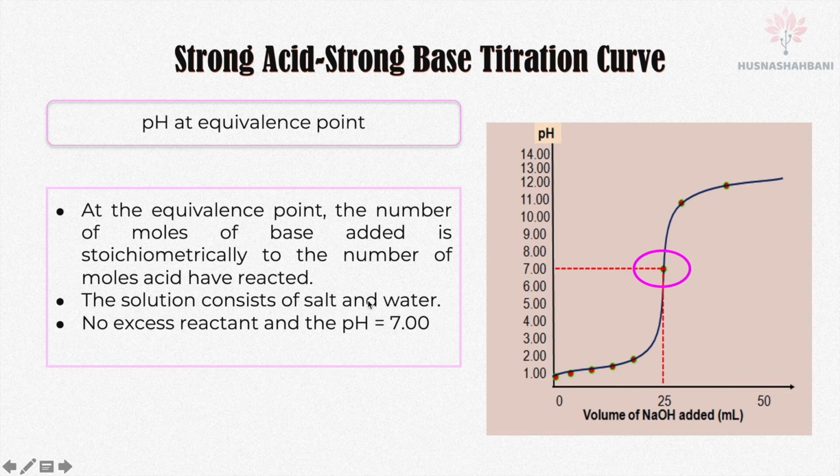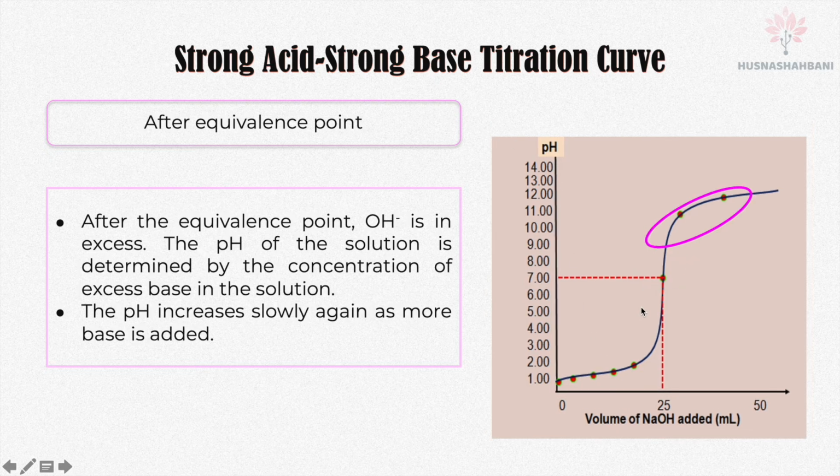So there will be no H3O+ and no OH-, meaning no excess reactant. No excess reactant, and no production of H3O+ or OH- from the salt. So only salt and water, and the salt is a neutral salt. So the pH is equal to 7 at the equivalence point for a strong acid, strong base titration curve.